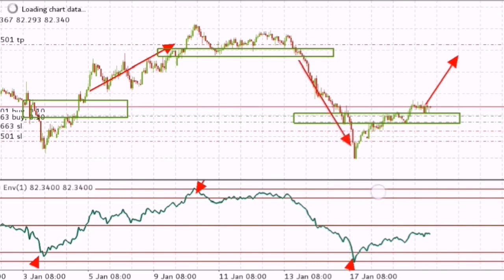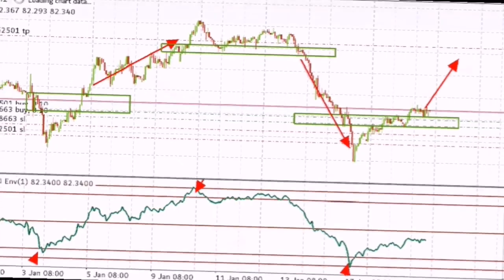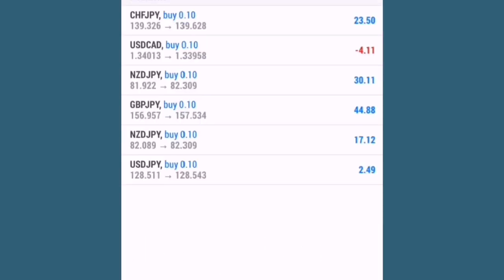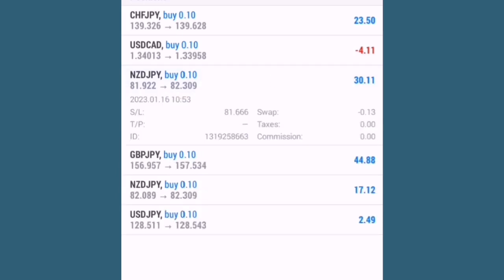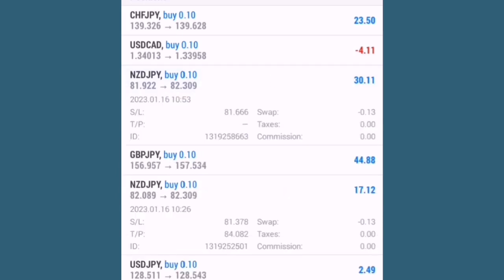there. Price touches the 10 line level. We took this trade and it's in profit. Price touches the 10 line level here. What is this pair? NZD/JPY. And then price closes above this. We took this trade. Let me just show you. It's NZD/JPY. It is this trade, NZD/JPY. It is in profit, as you can see.